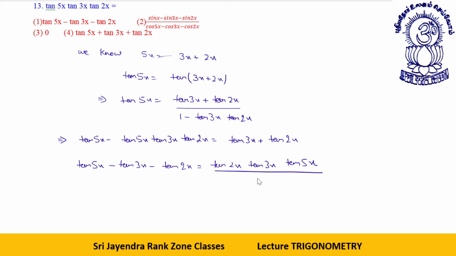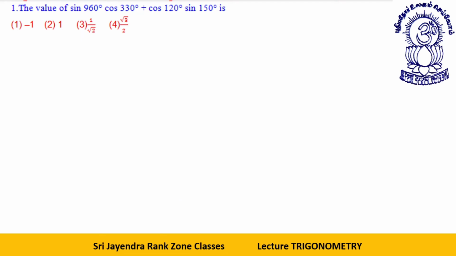So the value of this expression is what? Tan 5x minus tan 3x minus tan 2x. You have option number 1 as your answer. I'm pretty sure this also must be clear to all of you. Okay, dear students, shall I move ahead? Next question.